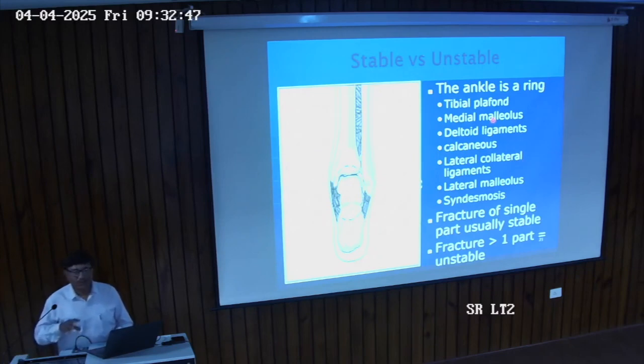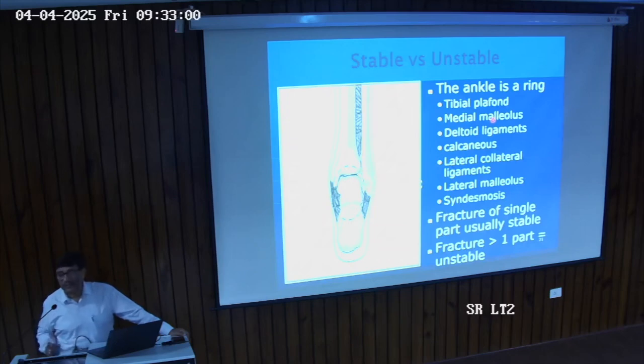Right now, this fracture may look undisplaced, but later on, with the normal mechanical stresses that are brought onto the ankle joint, it can get displaced. So these positional fractures are called unstable. How to diagnose whether the fracture is stable or unstable? So there is a ring concept.